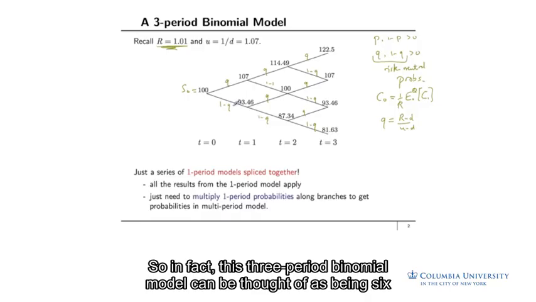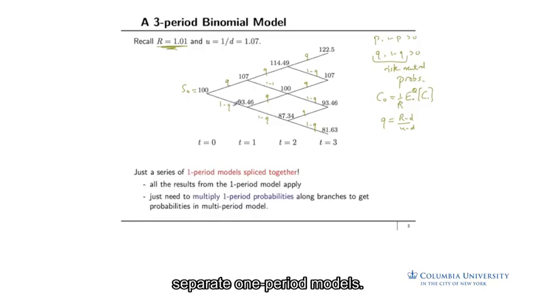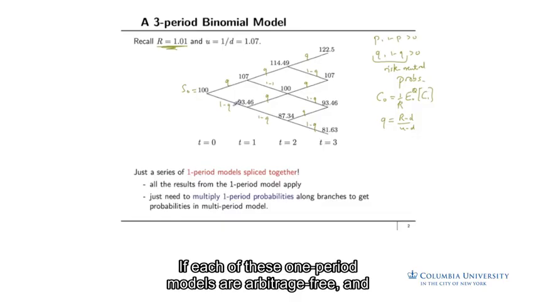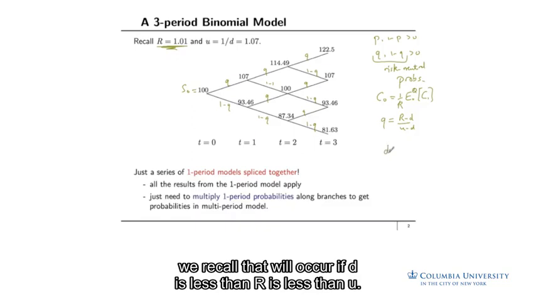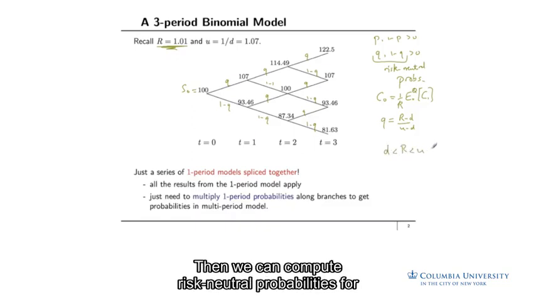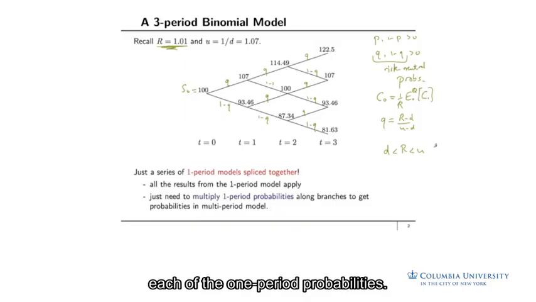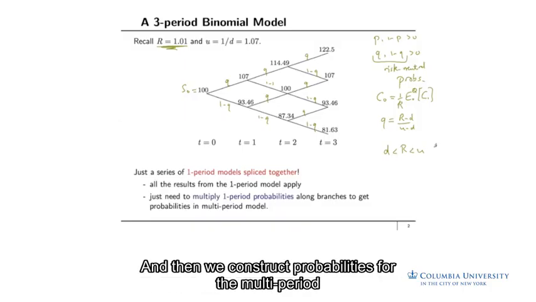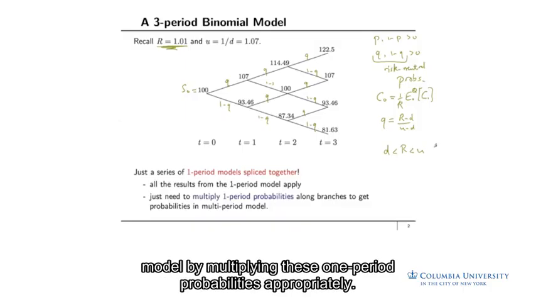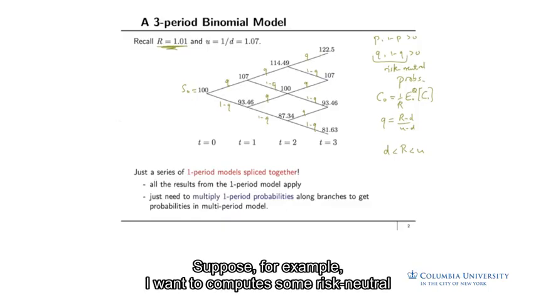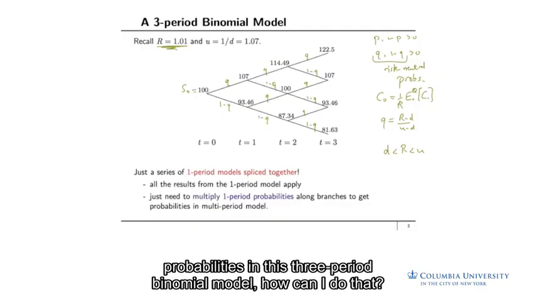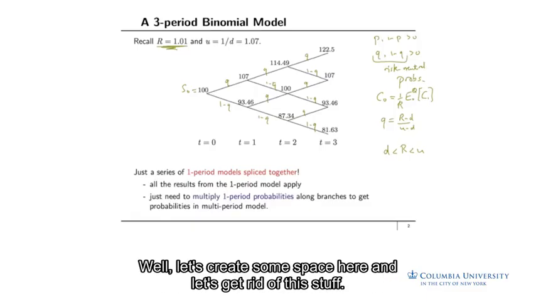So in fact, this three-period binomial model can be thought of as being 6 separate one-period models. If each of these one-period models is arbitrage-free, and we recall that will occur if D is less than R is less than U, then we can compute risk-neutral probabilities for each of the one-period models, and then we can construct probabilities for the multi-period model by multiplying these one-period probabilities appropriately. Suppose, for example, I want to compute some risk-neutral probabilities in this three-period binomial model. How can I do that? Well, let's create some space here and let's get rid of this stuff.